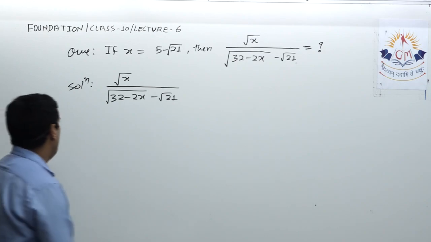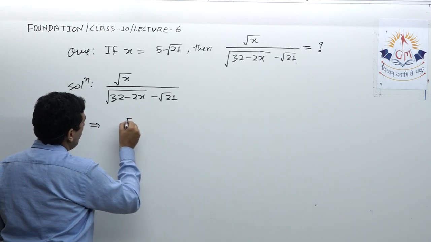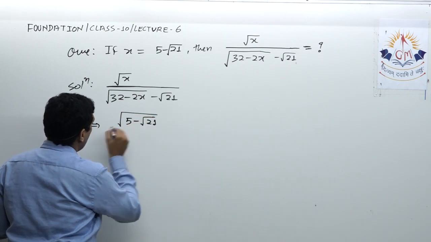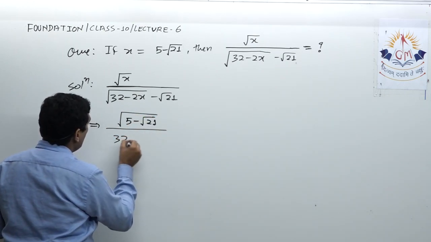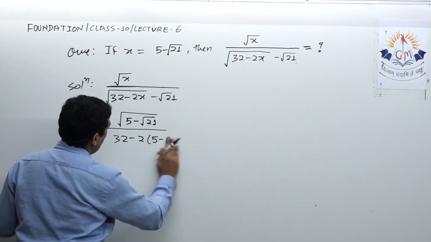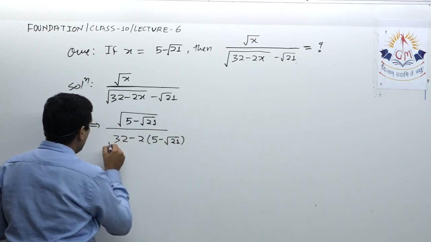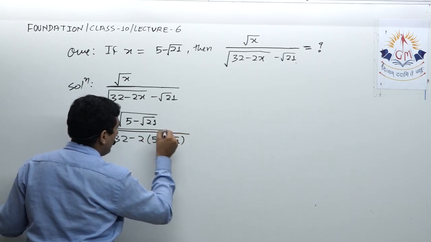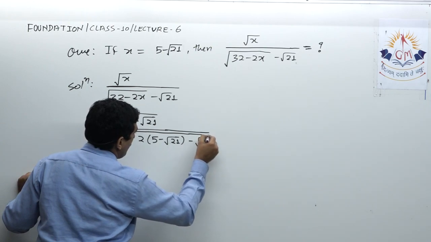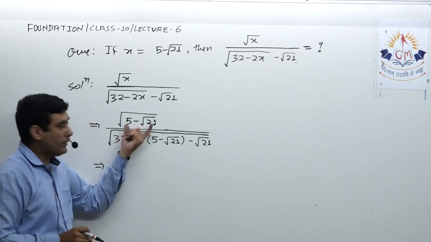Okay, now let us see how to solve this. x is equal to 5 minus root 21. This is the value of x. The denominator is 32 minus 2 into x, that is 5 minus root 21. Here I just kept the value of x in the given expression wherever it was x. Now we have to find the square root of this term.